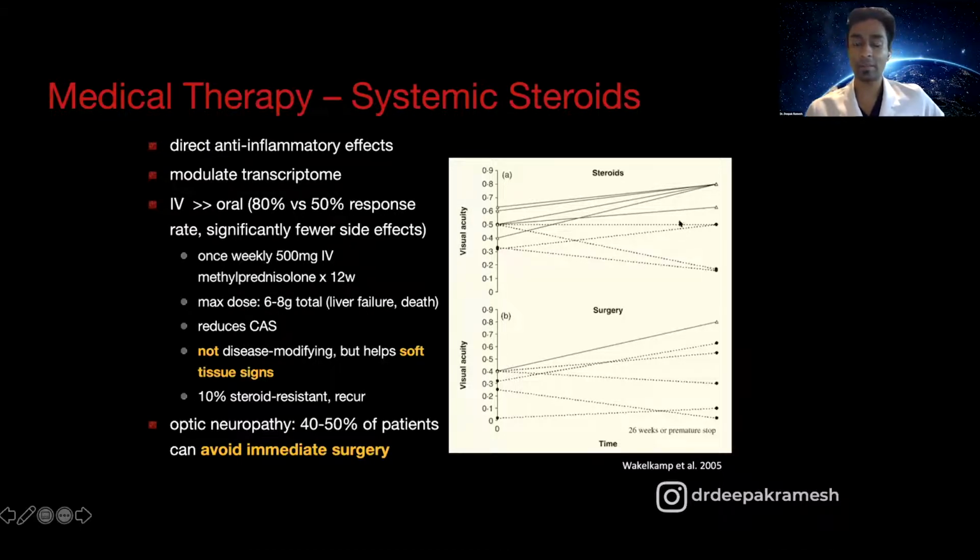So the top graph are patients who had steroids for optic neuropathy, and the bottom graph is patients who had immediate surgery for optic neuropathy. And on the whole, the patients who had steroids were able, like I said, about 40 to 50% of those steroid patients were able to avoid immediate orbital decompression for optic neuropathy. We could tide them over with the steroids until the disease quieted down, and then you can do a much safer surgery once the disease is quieter.